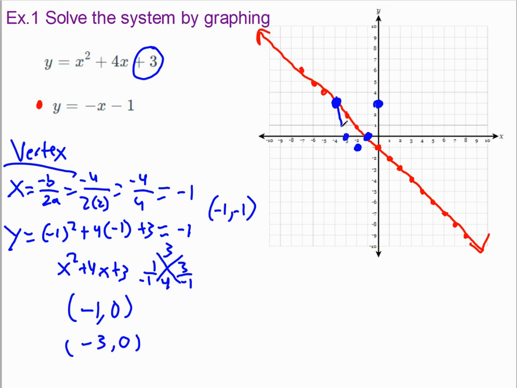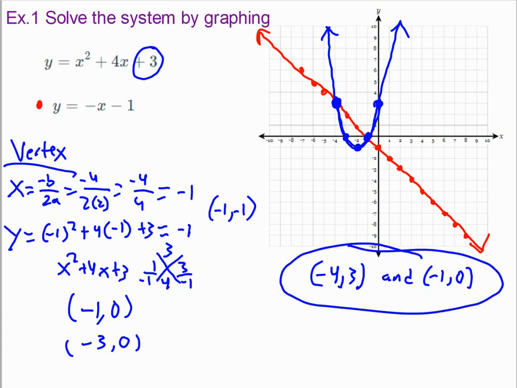Got 5 points, which is enough to graph. Do my best to make my graph as accurate as possible. And we can see that in this case, this has two solutions. It has a solution at negative 4, 3. And it has another solution at negative 1, 0. The solutions are just where our two graphs intersect.